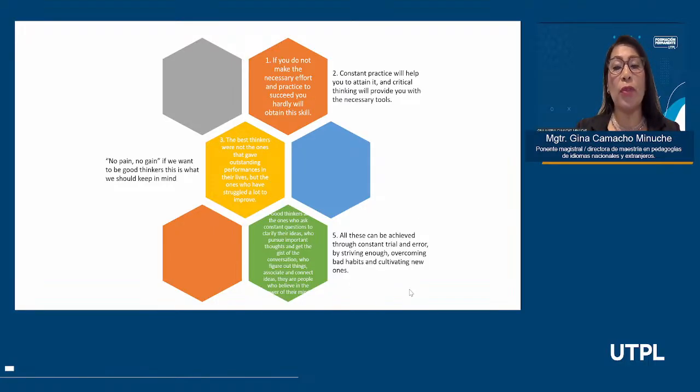All this can be achieved through constant trial and error. As I told you, it is perfectly acceptable that our students commit a lot of mistakes, but by trying once and once again, they are going to succeed. You need to encourage them to always try to do their best. Don't let them give up, okay? Give them kind words, give them encouraging words that allow them to succeed.